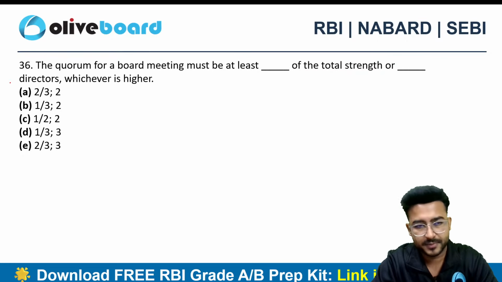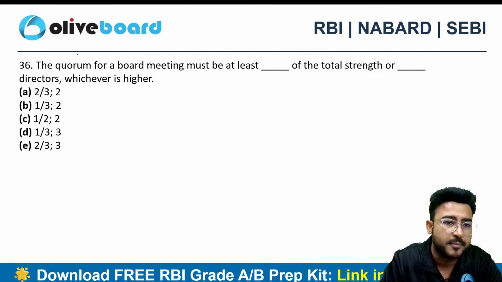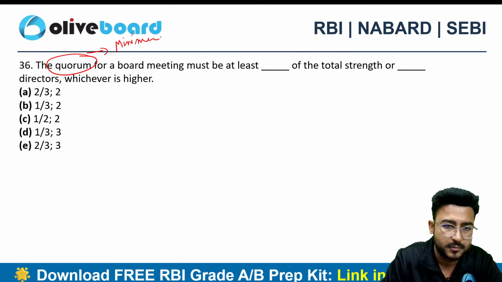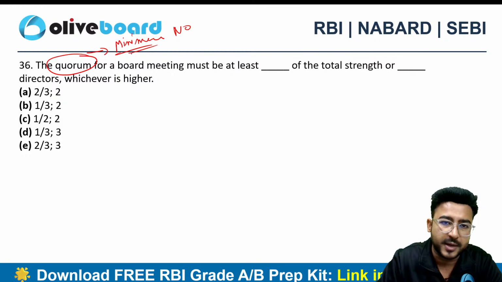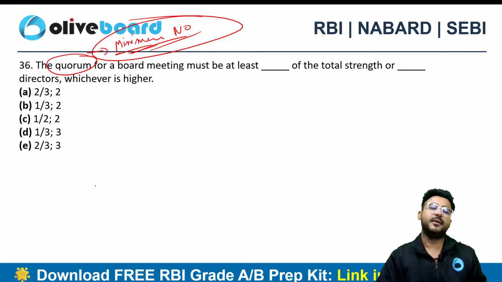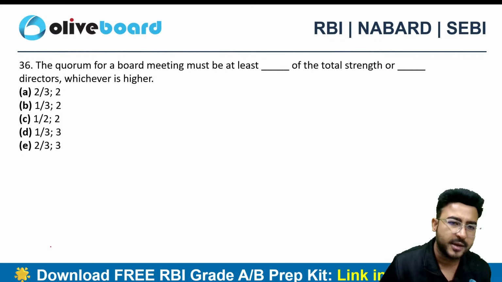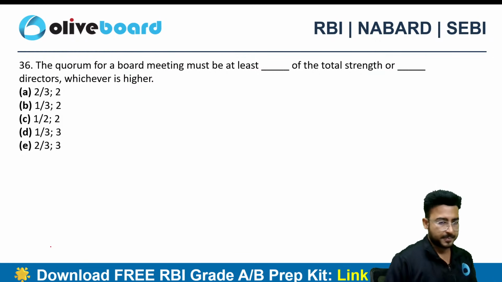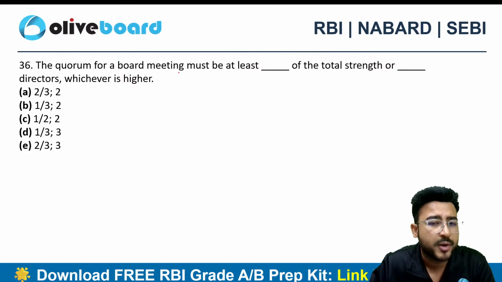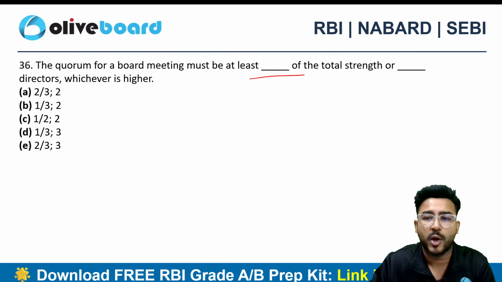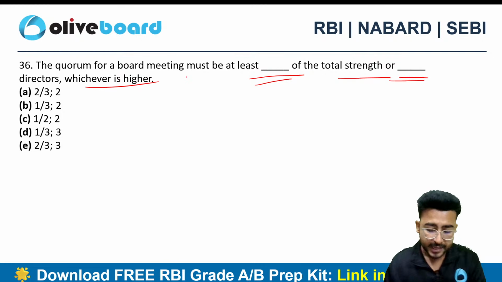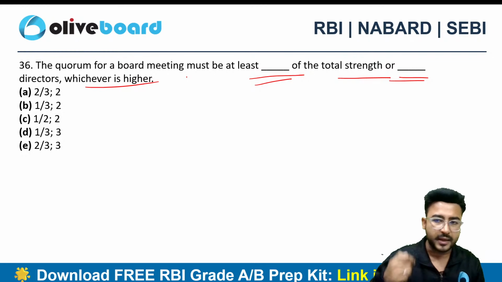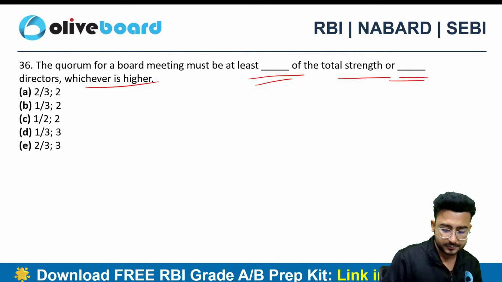Next one. The quorum for a board meeting, what do you mean by quorum? Minimum number of people required to hold a meeting. Now we won't be holding a meeting if you don't have adequate quorum. So the quorum of a board meeting must be at least what of the total strength or how many directors, whichever is higher. Again, a question which is related to number.